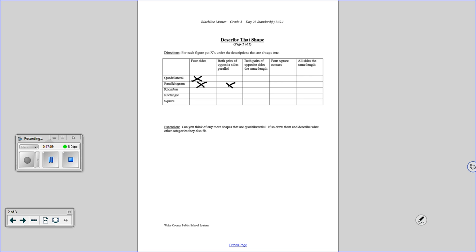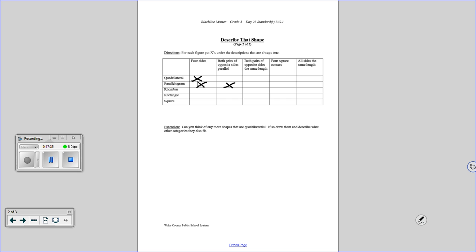That next one. Do they have to be the same length? No. Do they have to have square corners? No. Do all my sides have to be the same length? No, they don't have to. They could, but they don't have to. These are the have-tos.